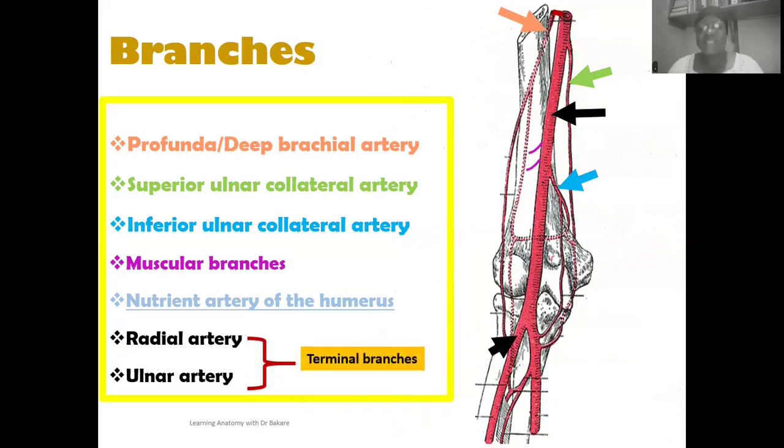So we have the radial artery. We say this radial artery is positioned laterally, while the ulnar artery is positioned medially. And we'll try to justify why this is so. So these are the different branches that emerge from the brachial artery. And we'll be diving into each of these branches and highlighting their specific details.